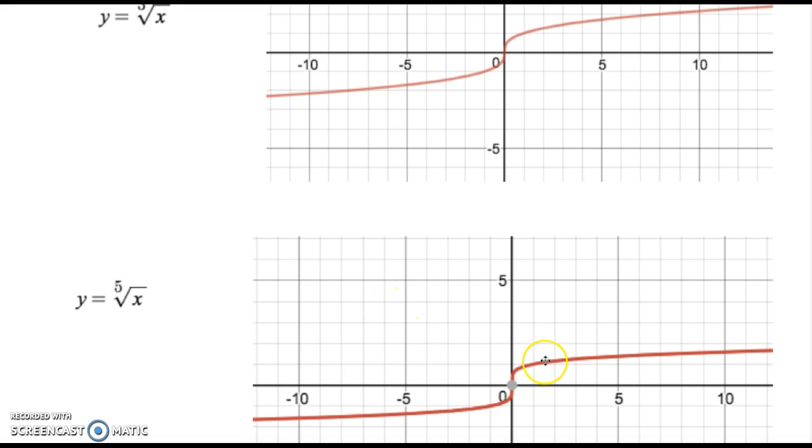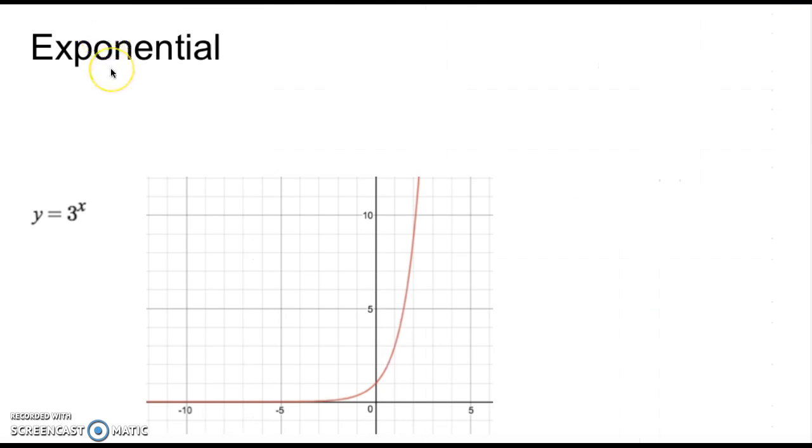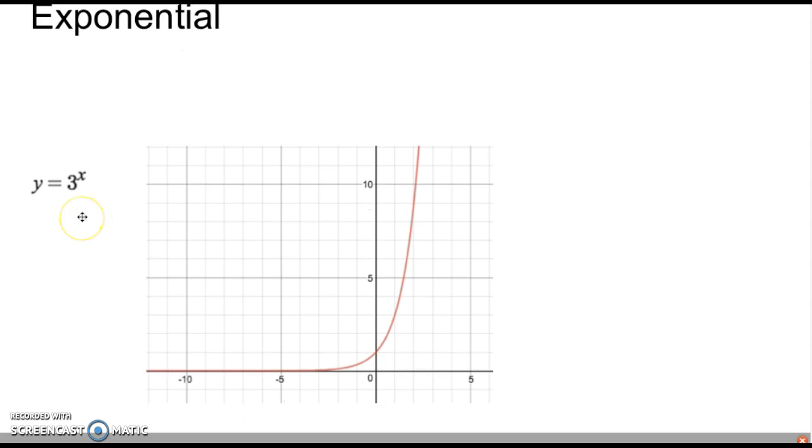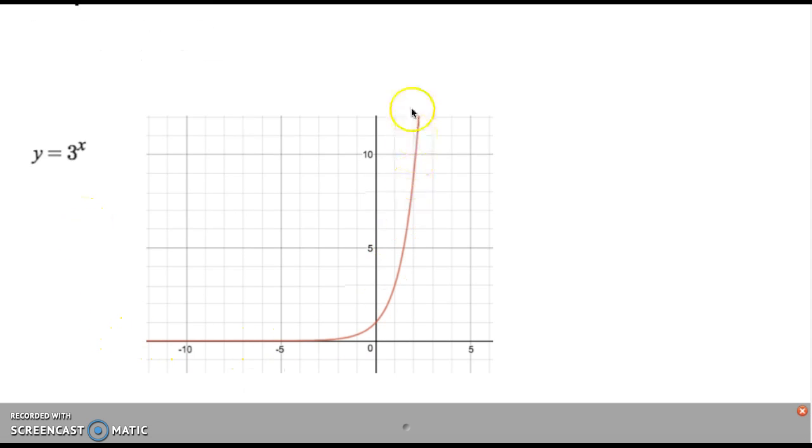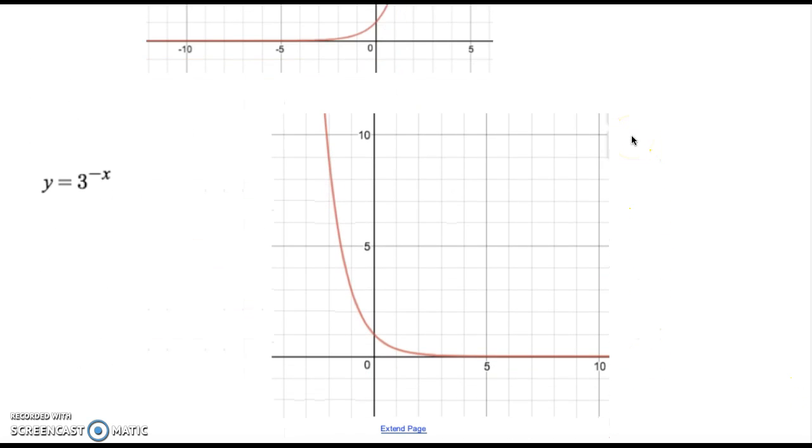Don't be fooled by the fatness of the line, because here, if we look at like when x is 8, y is 2, and in the fifth root, when x is 8, y is less than 2, so it's getting flatter. The next thing I want to look at are exponential functions. Those are when x is in the exponent. So when x is in the exponent, then we're going to have a nice graph headed uphill. And when that exponent happens to be negative, then we have decay and it's coming downhill.